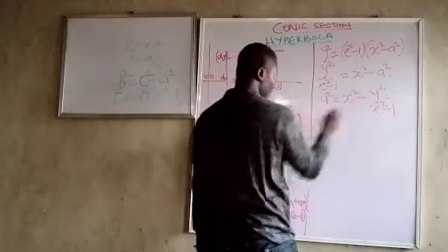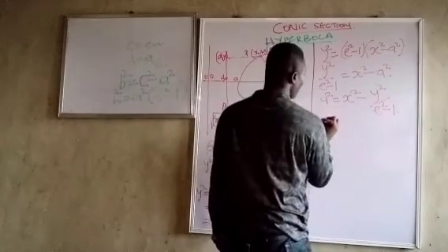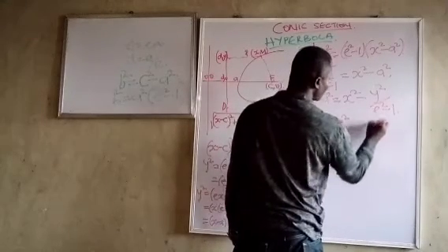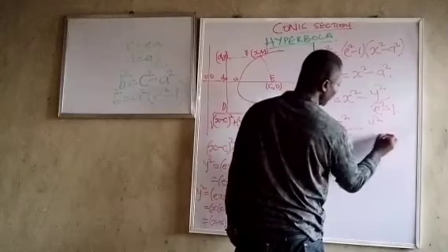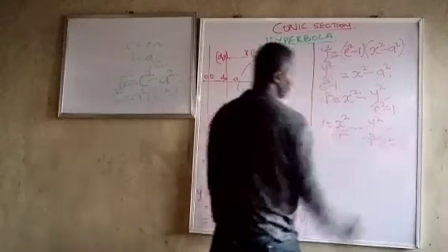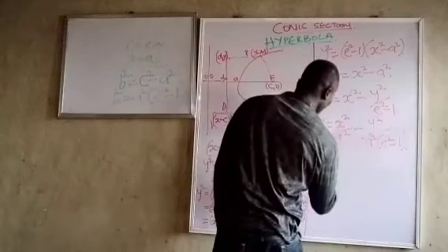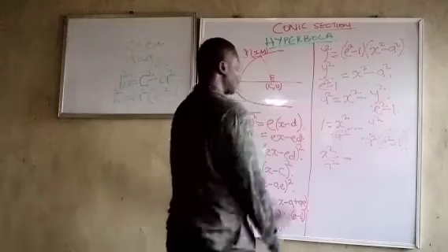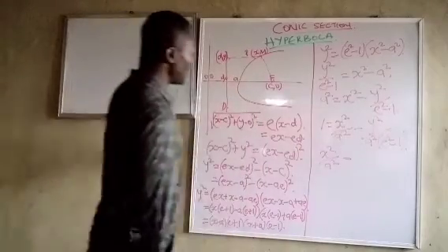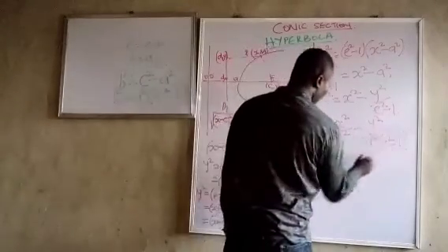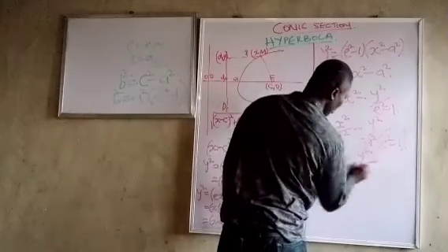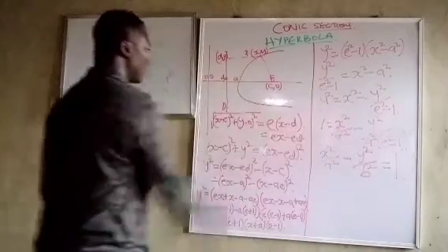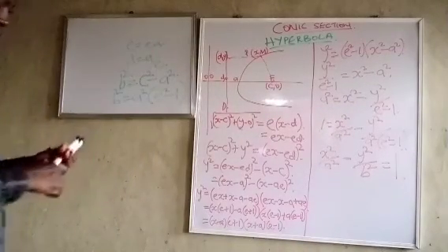Let's divide through by a squared. We are going to have 1 equals x squared over a squared minus y squared over a squared into (e squared minus 1). So at the end of the day, our formula is going to be x squared over a squared minus y squared over b squared, where b squared is a squared into (e squared minus 1), is equal to 1. That's the formula for the hyperbola.